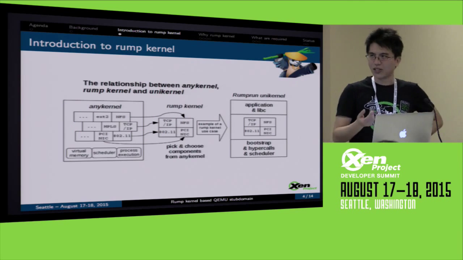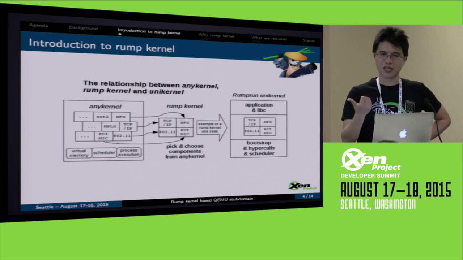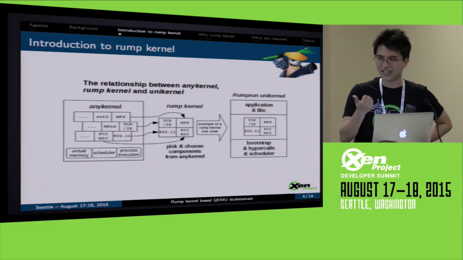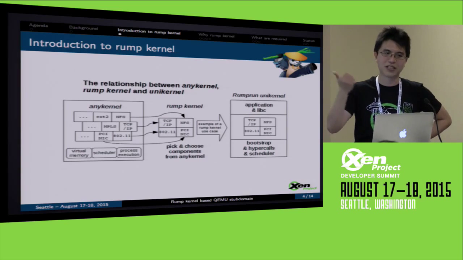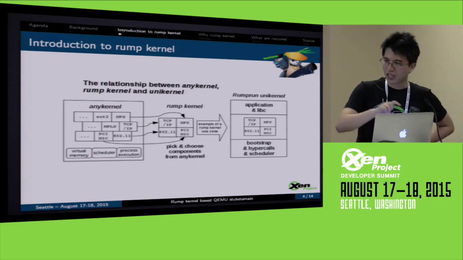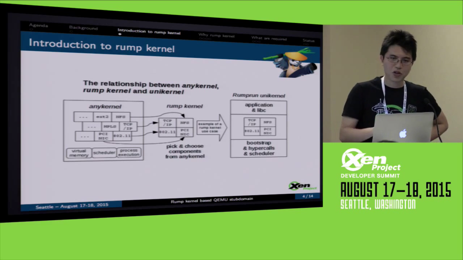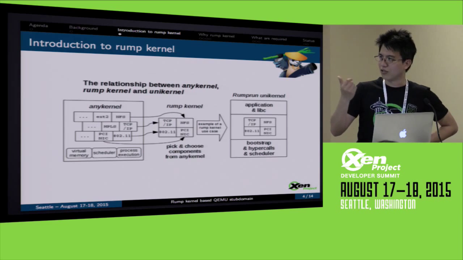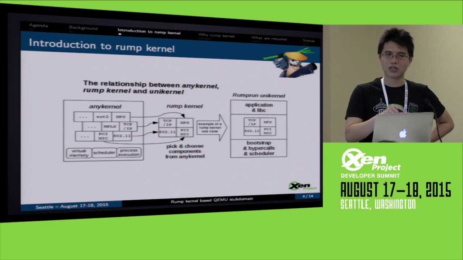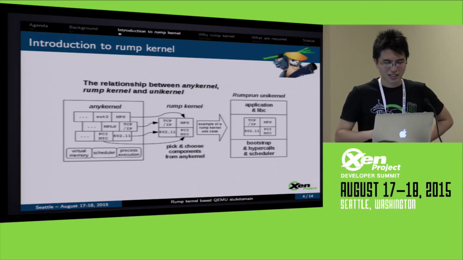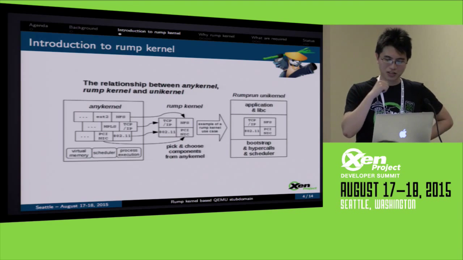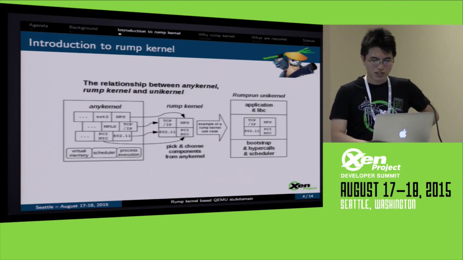And then here is the introduction to Rump Kernel, for which I shamelessly stole the picture from Antti's blog post on blog.xenproject.org. If you're interested in knowing more about Rump Kernel and unikernels, go to blog.xenproject.org and look at Antti's blog post. It is a very good post, and a good summary about the Rump kernel and Rumprun based unikernels.